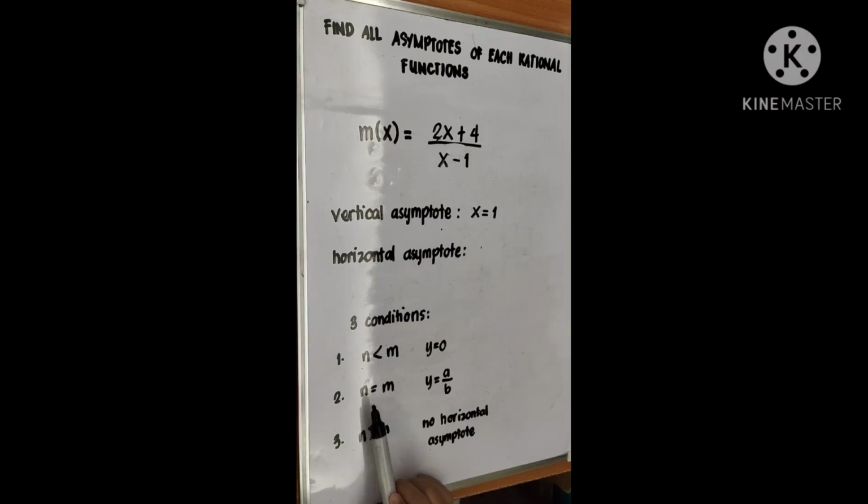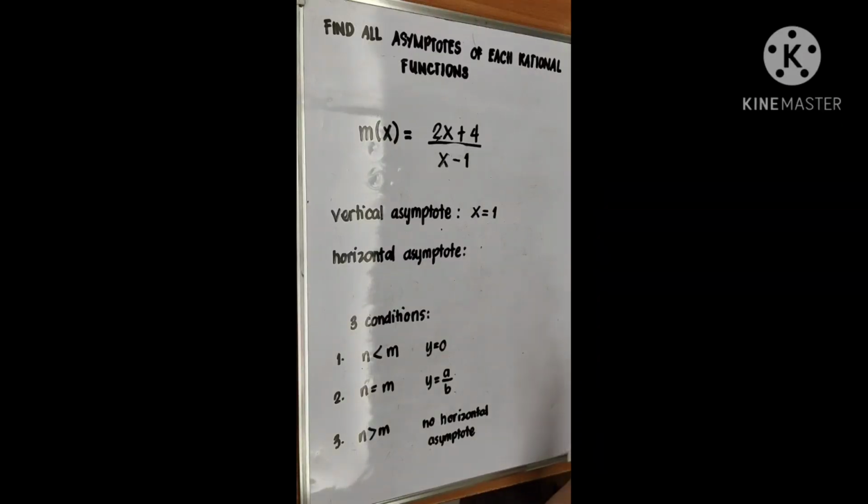On the other hand, if the degree of the numerator is just equal with the degree of the denominator, we will have the horizontal asymptote y is equal to the leading coefficient of the numerator divided by the leading coefficient of the denominator. And lastly, if the degree of the numerator is greater than the degree of the denominator, we have no horizontal asymptote in that case because we will be having an oblique asymptote.